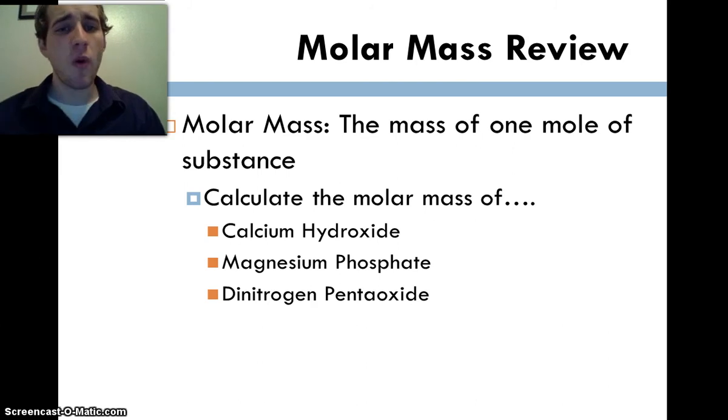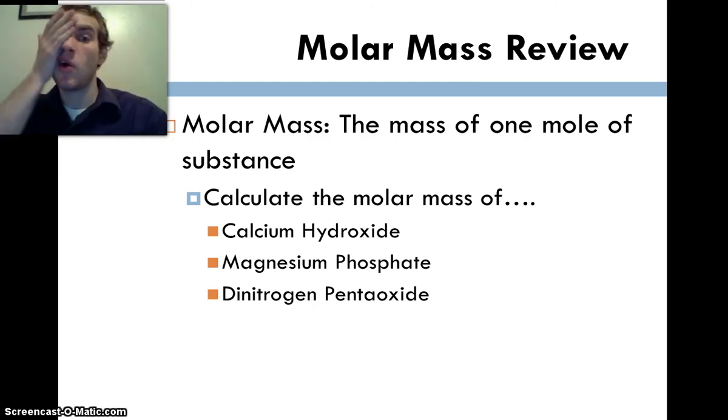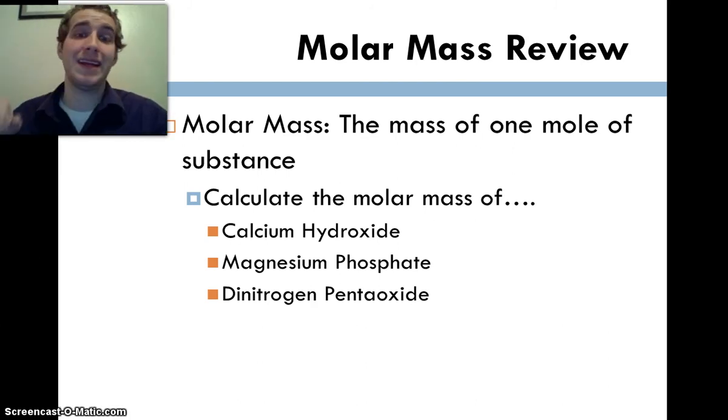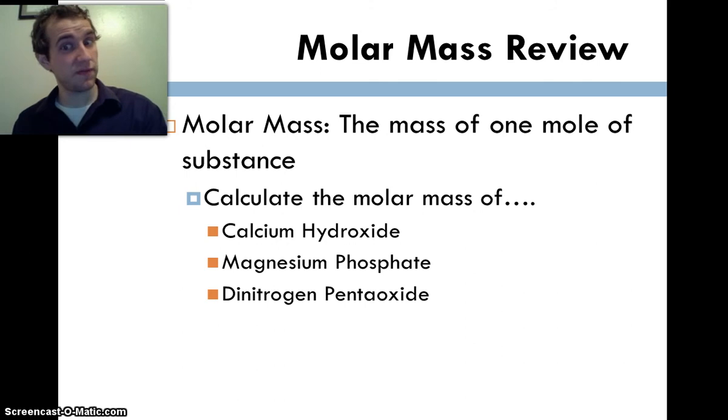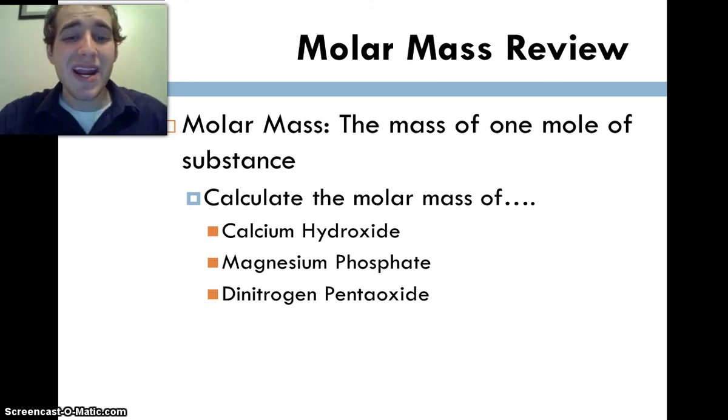All right. Before we can find the molar mass, though, we need to know how many of each type of element are in these compounds. We have to write some formulas. All right, so go ahead, take a minute, write some formulas. All right. Now that you've written the formulas for calcium hydroxide, magnesium phosphate, and dinitrogen pentaoxide, we need to find the molar mass.